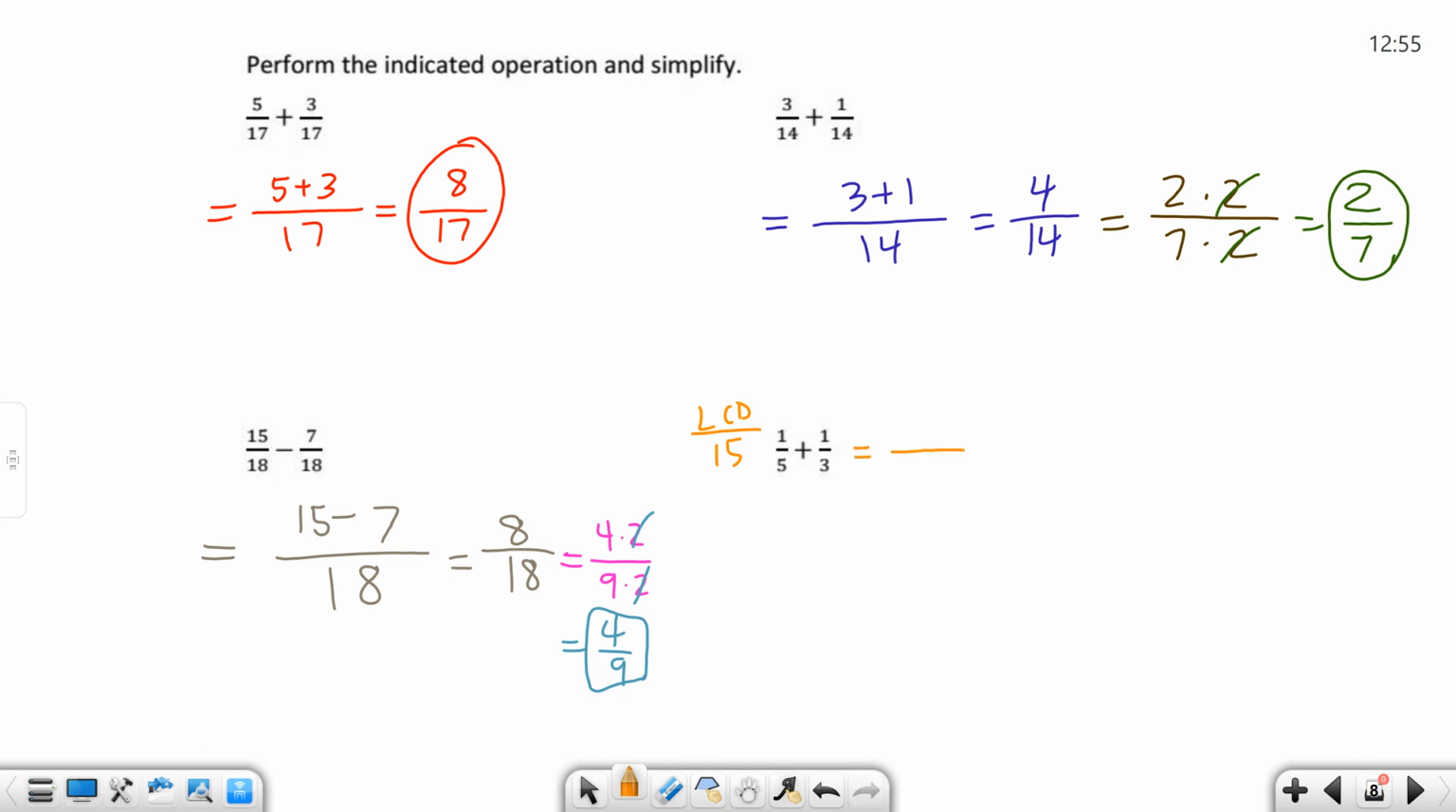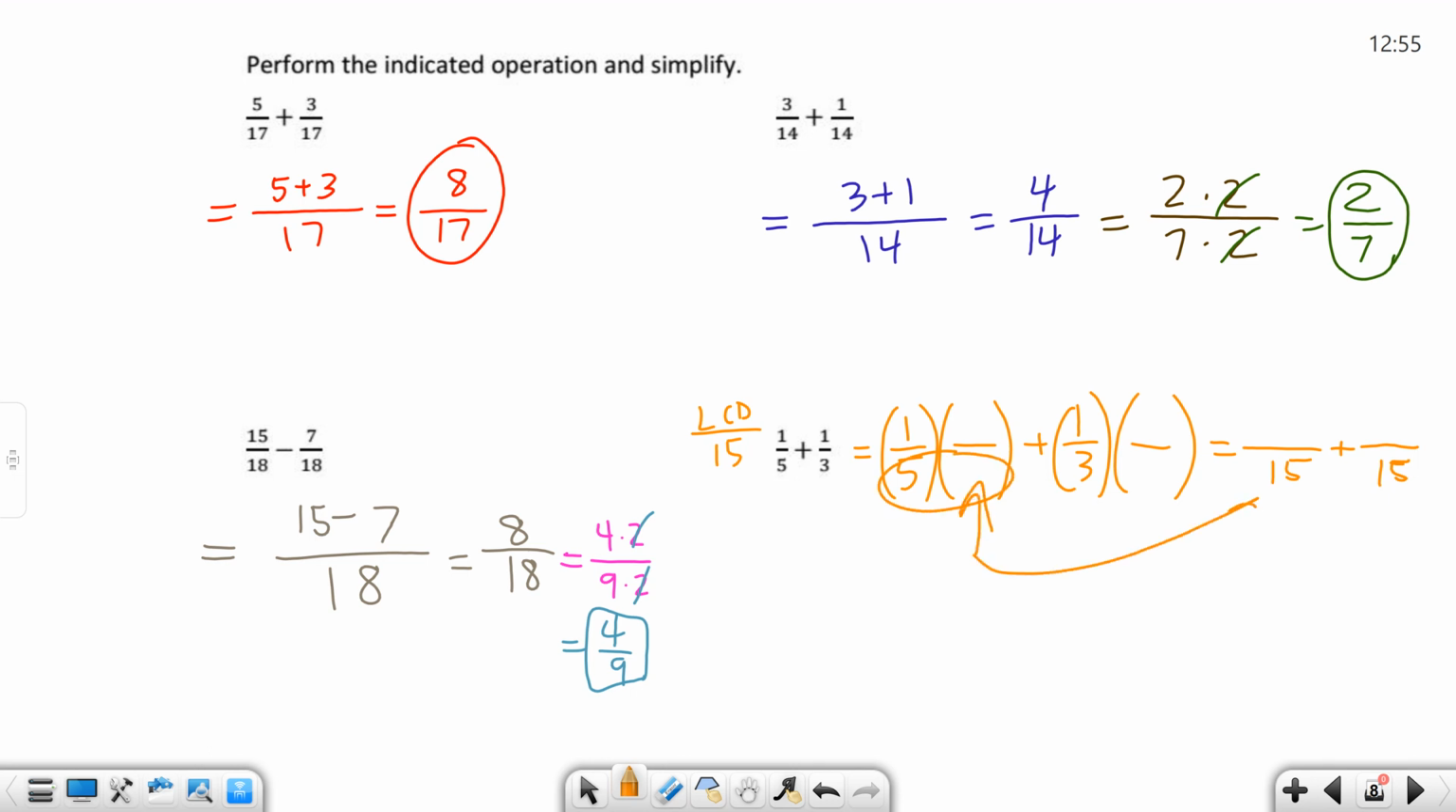So I'm going to rewrite this as something over 15 plus, nope, not going to do that yet. I'm going to rewrite this as 1/5, and I'm going to multiply it by something plus 1/3. I'm going to multiply that fraction by something to get 15 plus something over 15, okay? I want them to be identical denominators. So what is it I multiply right here to make it 15?